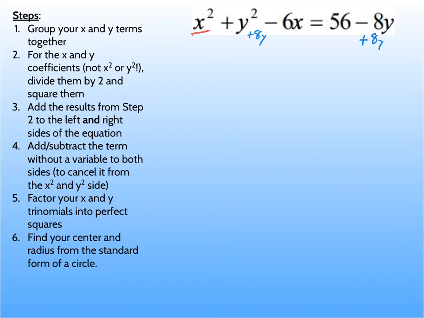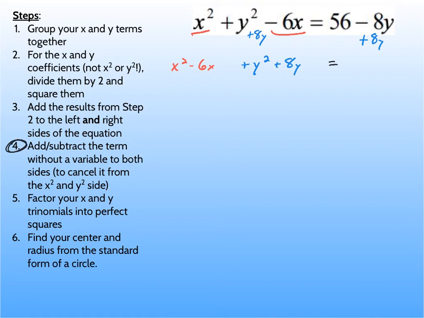So we're going to group the x's together in red. We have x squared minus 6x. And then we have the y squareds in blue. Plus y squared plus 8y. And here's a pro tip for you. This equals 56.